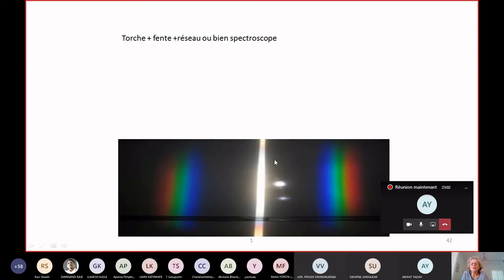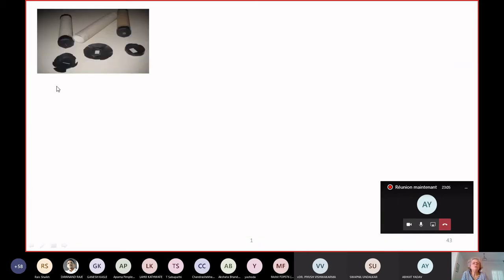To be able to see dispersion, it's good to make this spectroscope. I have the spectroscope here in my hands. You need any dark tube. The section could be circular or rectangular, it doesn't matter. On one side of this tube, you put a grating, and on the other side you put a slit. So on this side I have the grating and the slit, and here you see my spectroscope.